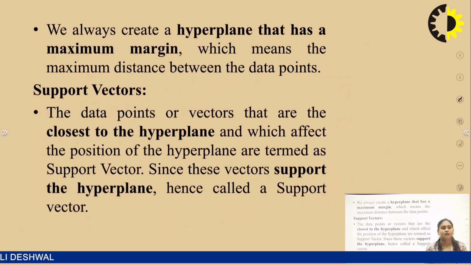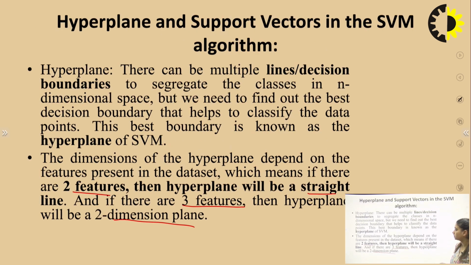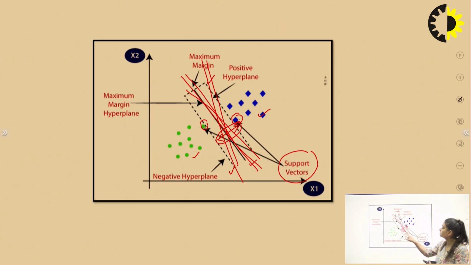Now we always create a hyperplane that has a maximum margin. We have studied this, which means the maximum distance between the data points. As we have discussed here, the distance between these data points should be maximum.